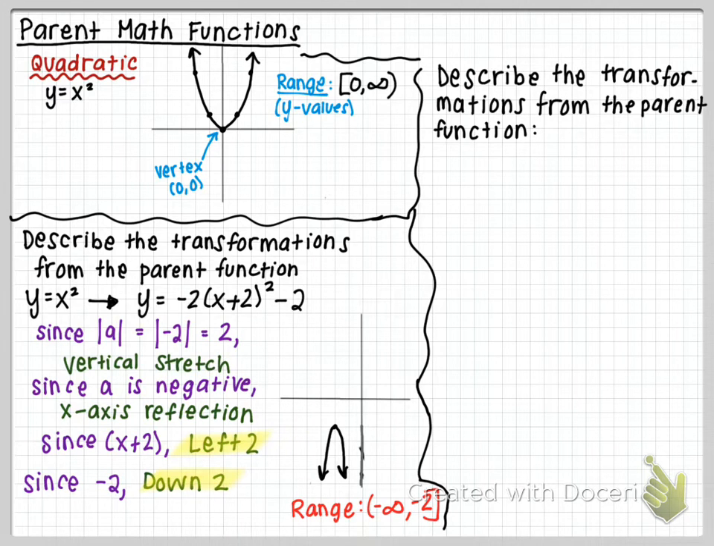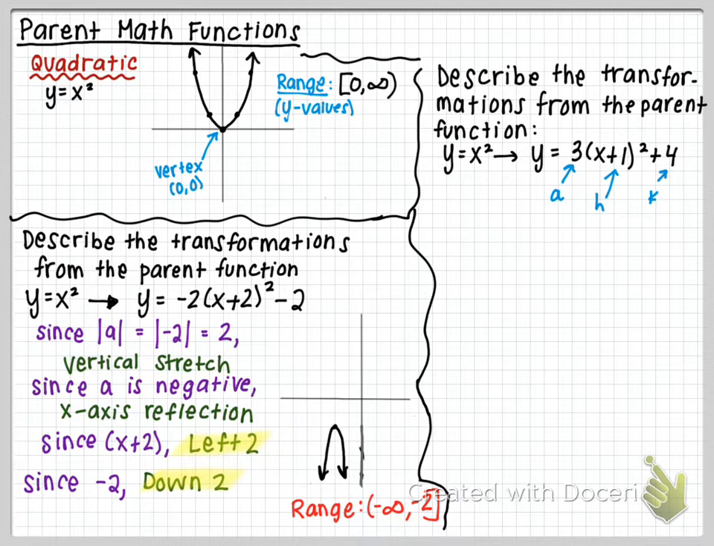Describe the transformations from the parent function. So let's try again. We start with our parent function, which is y equals x squared. What's happening from y equals x squared to y equals 3 times x plus 1 squared plus 4? Okay, so let's take a look. I already labeled them A, H, and K.